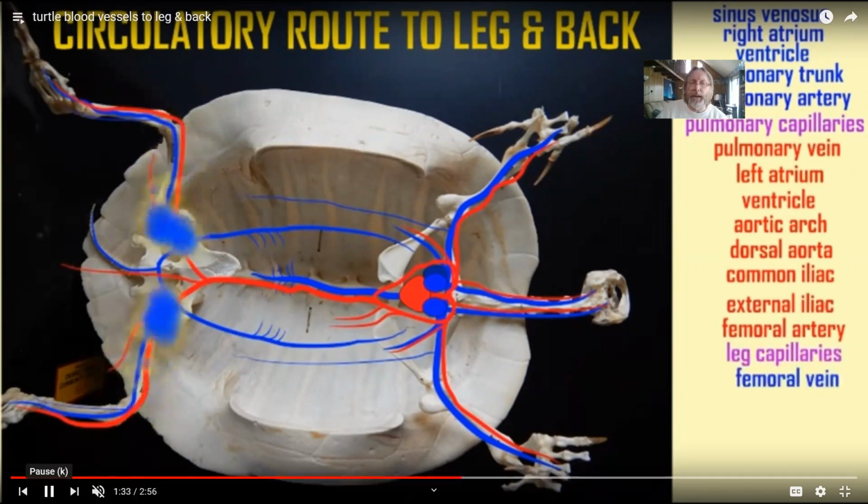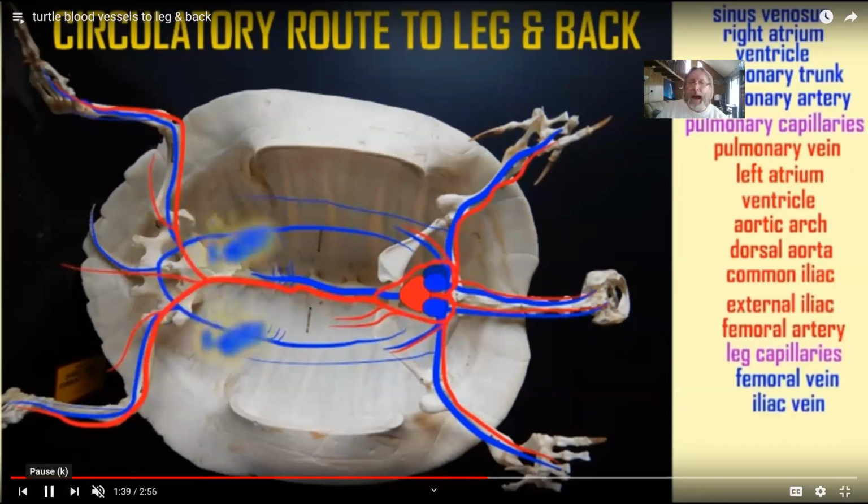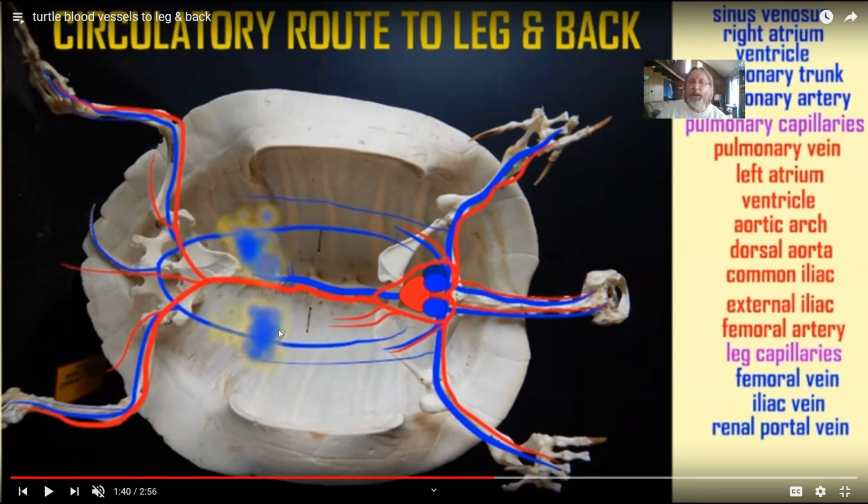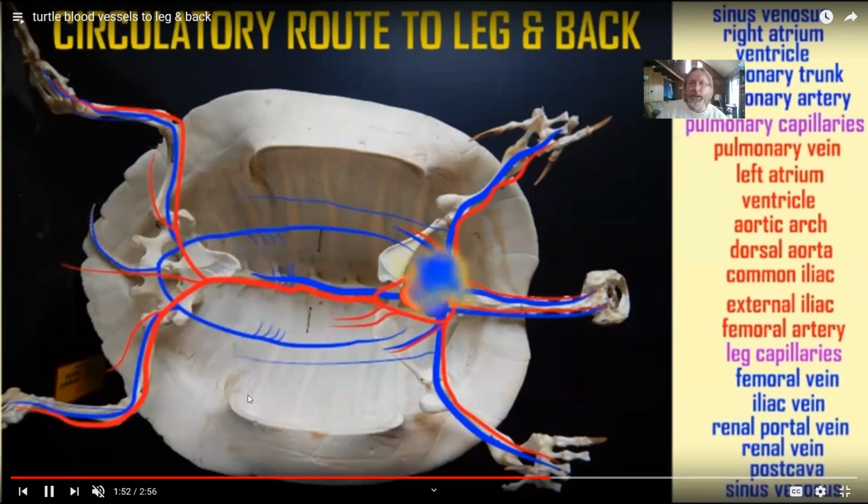There's a femoral vein which returns, an iliac vein. And notice now that all of the blood from the leg is now coming back into this renal portal vein. The kidneys would be here. All right, so we've lost those cardinal veins or ventral abdominal vein we saw in the amphibians. And then after passing through the kidney, through renal veins, the renal veins would empty into the inferior vena cava or post cava, which then goes to the sinus venosus.